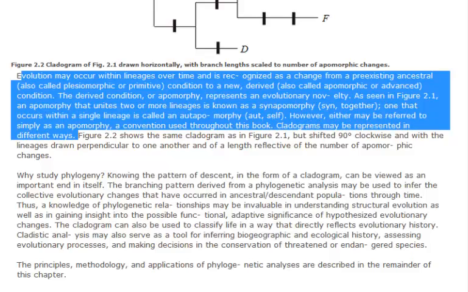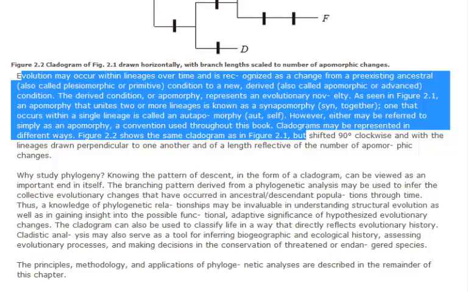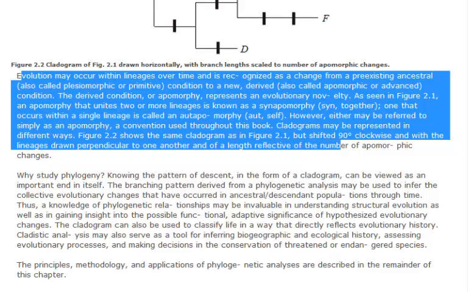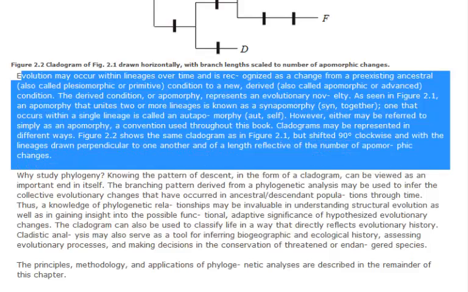Cladograms may be represented in different ways. Figure 2.2 shows the same cladogram as in Figure 2.1, but shifted 90 degrees clockwise, with the lineages drawn perpendicular to one another and of length reflective of the number of apomorphic changes.